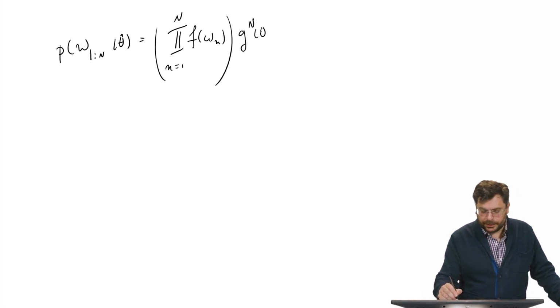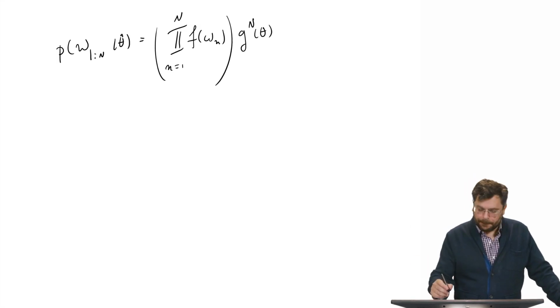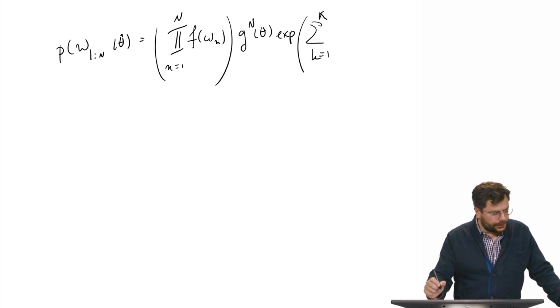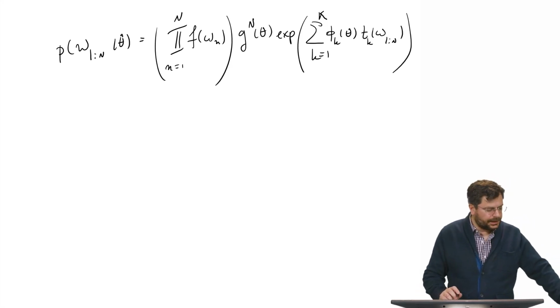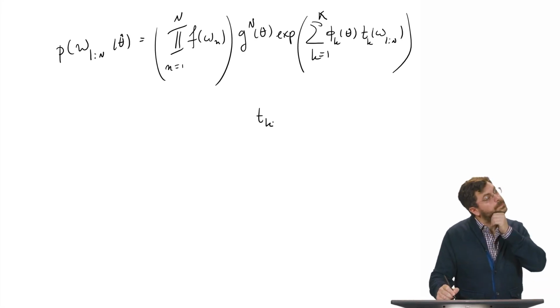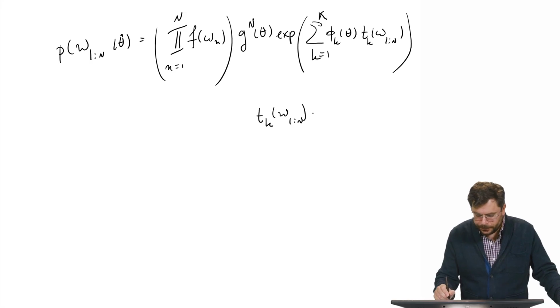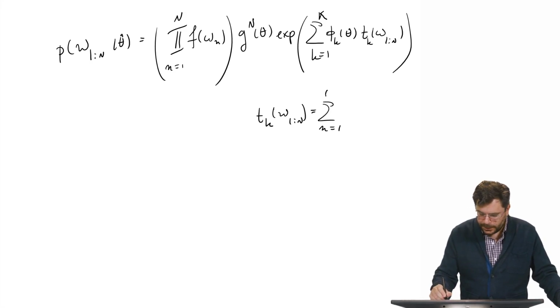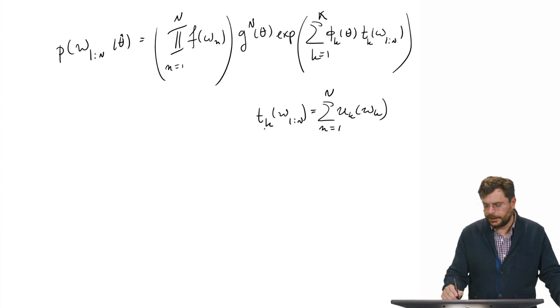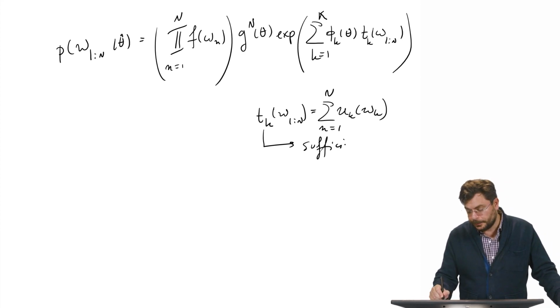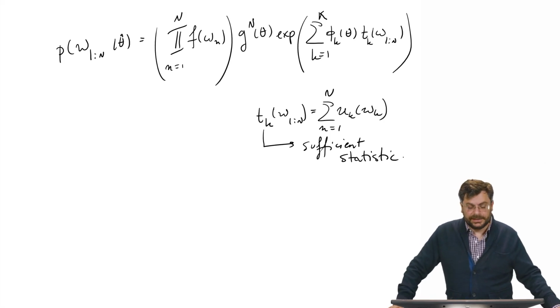I have another term which only depends on the parameters, and that's going to be raised to the power of N. And finally, probably the most important part is that I'm going to end up with a term from k equals 1 to big K, phi sub k of theta multiplied by t sub k of w 1 to N. I need to be a little bit clear about what I mean by t sub k, so let me go ahead and write it out. t sub k of w 1 to N is the sum from n equals 1 to big N of u sub k of w_n. And t sub k has a name, and it's called a sufficient statistic.